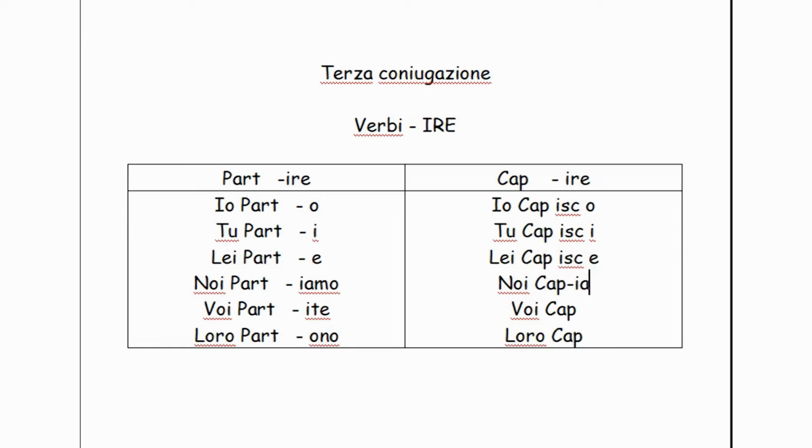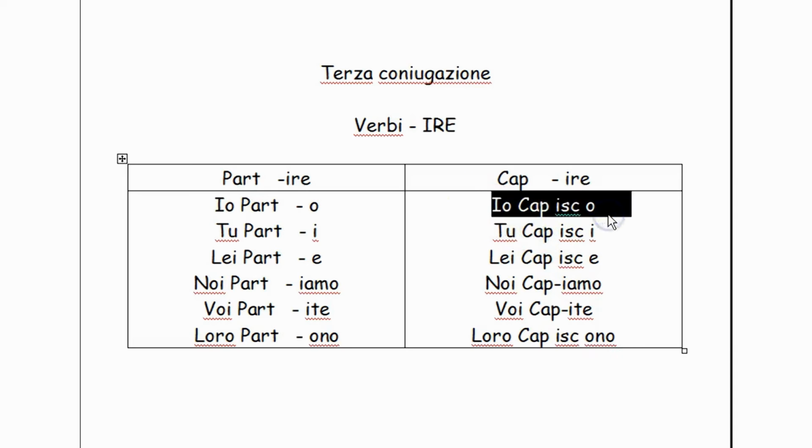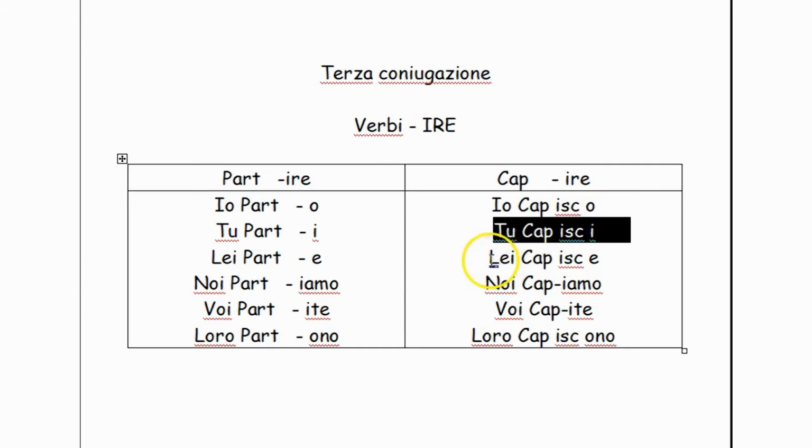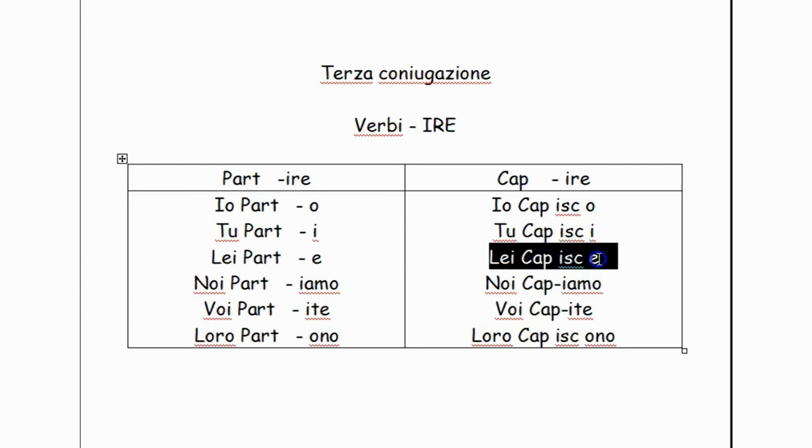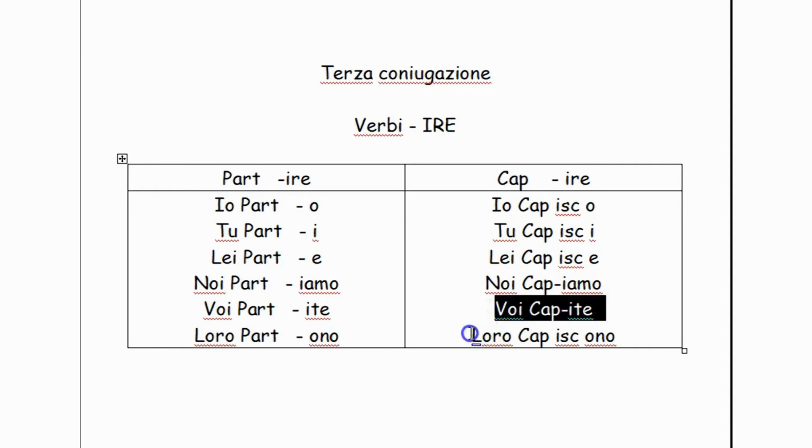Noi capiamo. Voi capite. Loro capiscono. There is an extra syllable that is inserted in some of the persons. Io, tu, lui, and loro. There is an extra syllable.